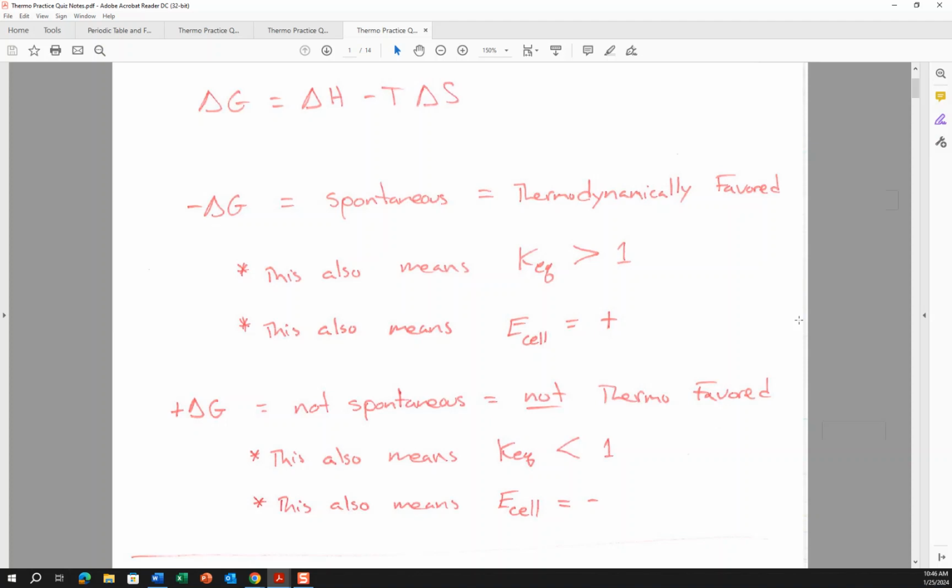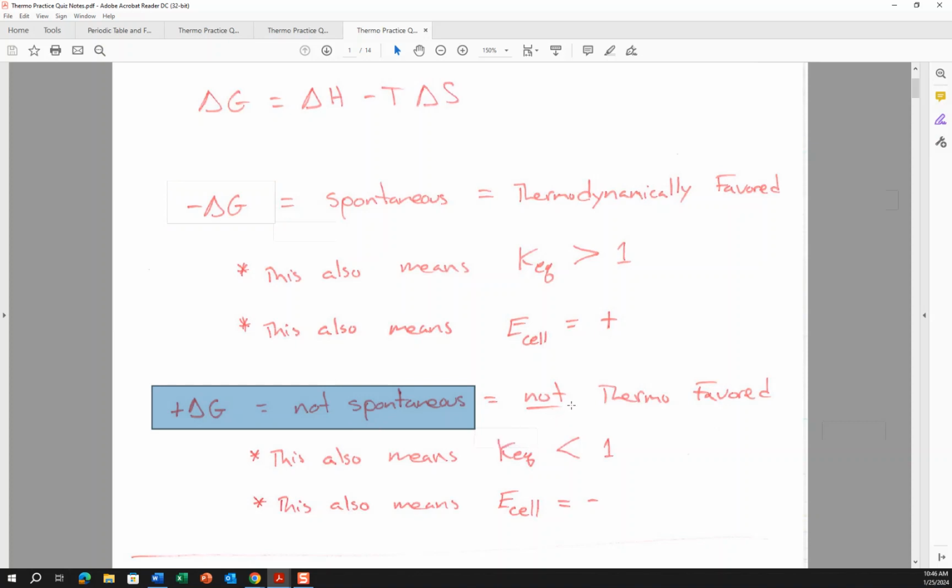So because we're dealing with thermo in this quiz, what we really need to know is a negative delta G, any value, a negative delta G. If it's negative, the reaction's spontaneous at that temperature. A positive delta G, the reaction's not spontaneous or not thermodynamically favored at that temperature.